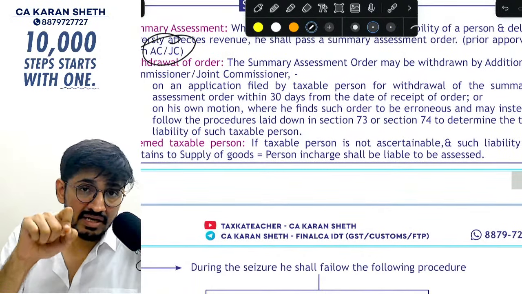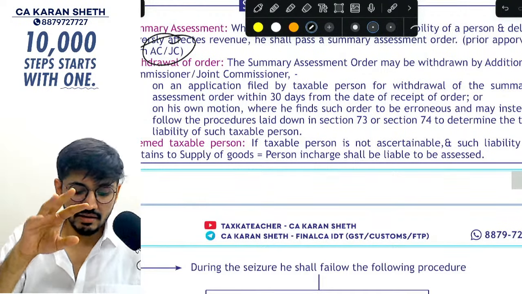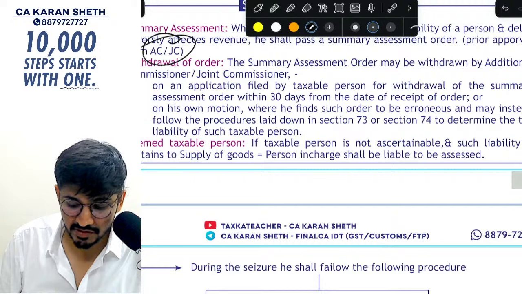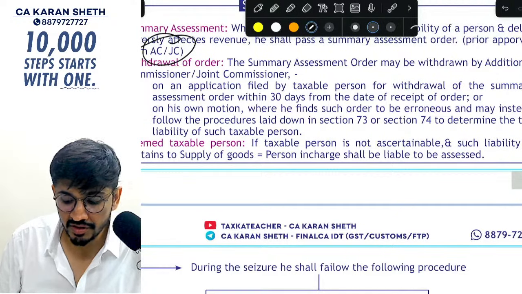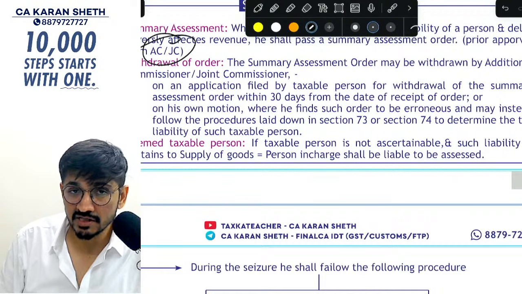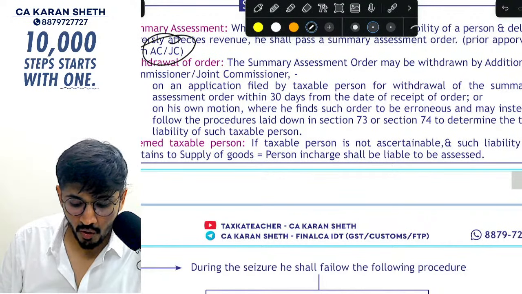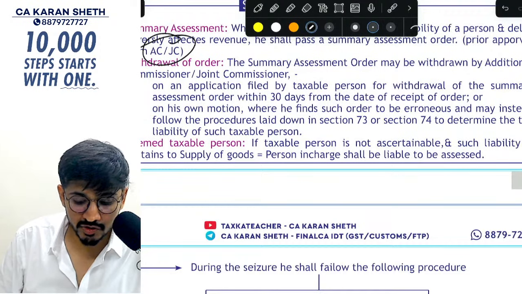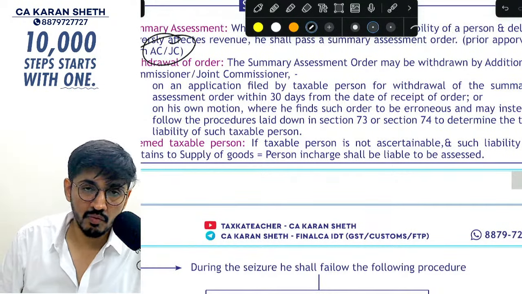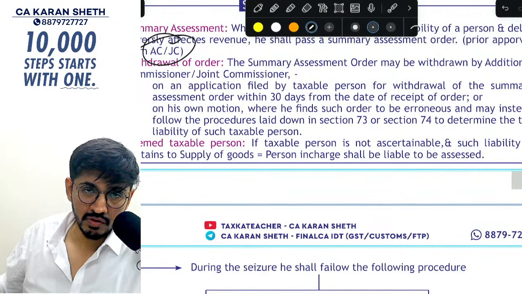Okay, the summary assessment order can be withdrawn by additional or joint commissioner if on the application by the taxable person for withdrawal of summary within 30 days from the date of receipt of order. So if within 30 days he applies for withdrawal of such order, or either on his own motion where he finds that such order was erroneous and may instead follow the procedures of 73-74.